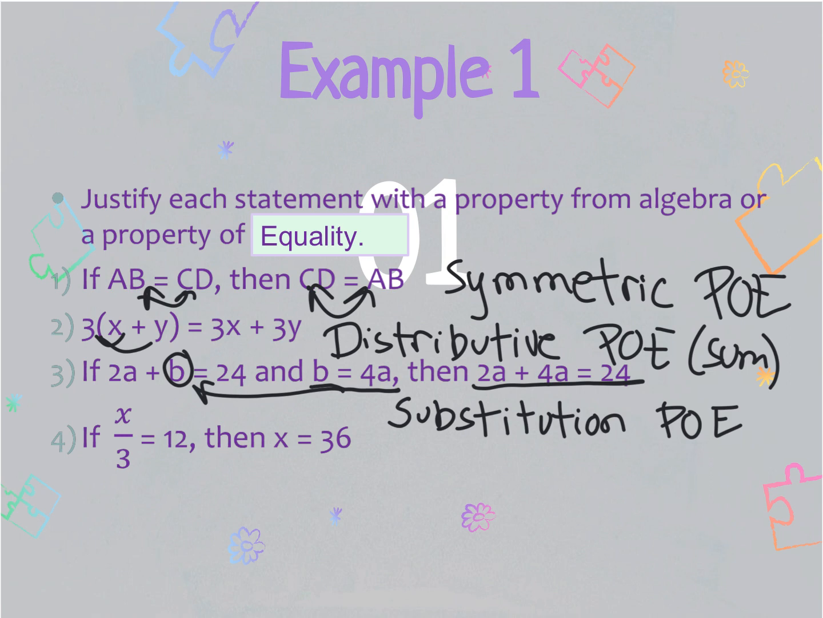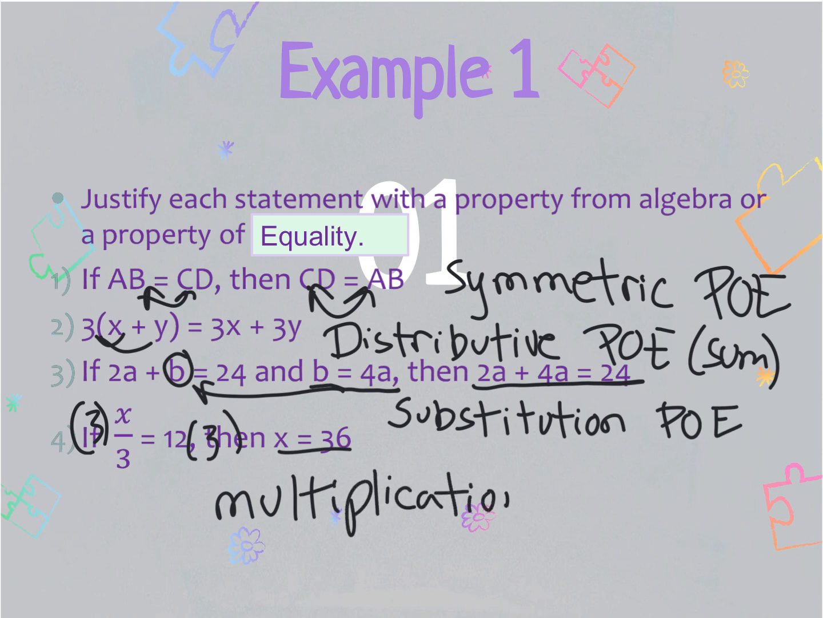Now for the last one, we have if x divided by 3 equals 12, then x equals 36. All we really do is multiply both sides by 3 in order to get rid of that fraction. And that's how we get x equals 36. Now, because we multiplied, it is the multiplication property of equality.